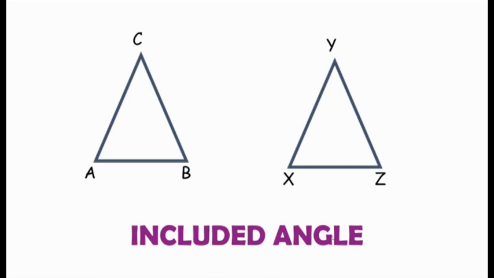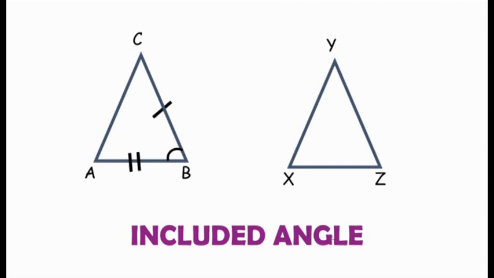Included angles. Now, what's an included angle? An included angle is an angle that is right between two sides that were marked. Take a look at side CB. You can see the marking there. And side AB. Now we need to put an angle right between these two marked sides, and that will be angle B. Angle B is now considered an included angle.